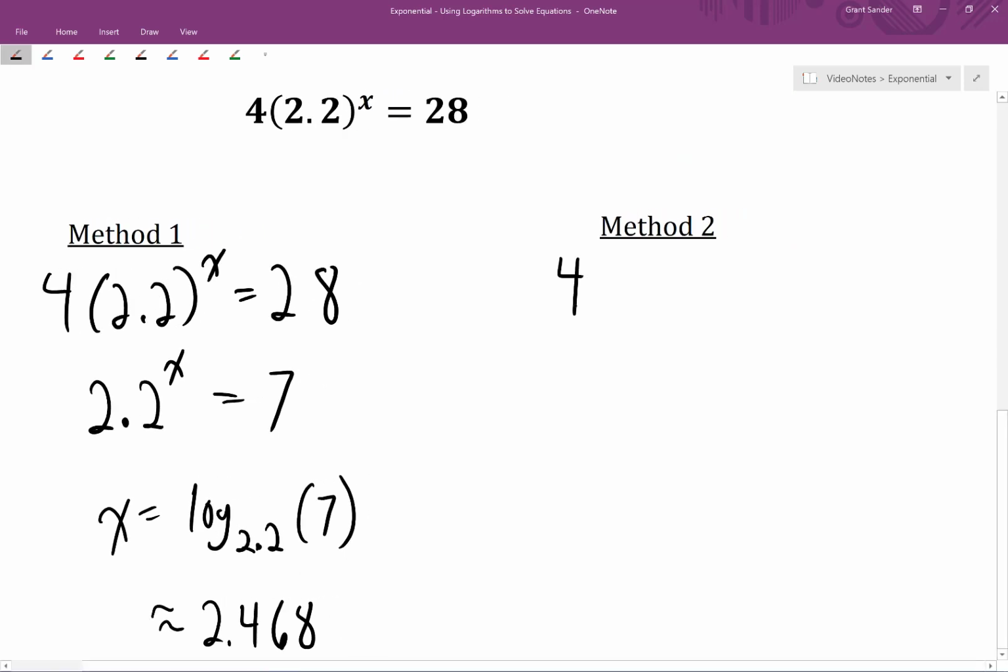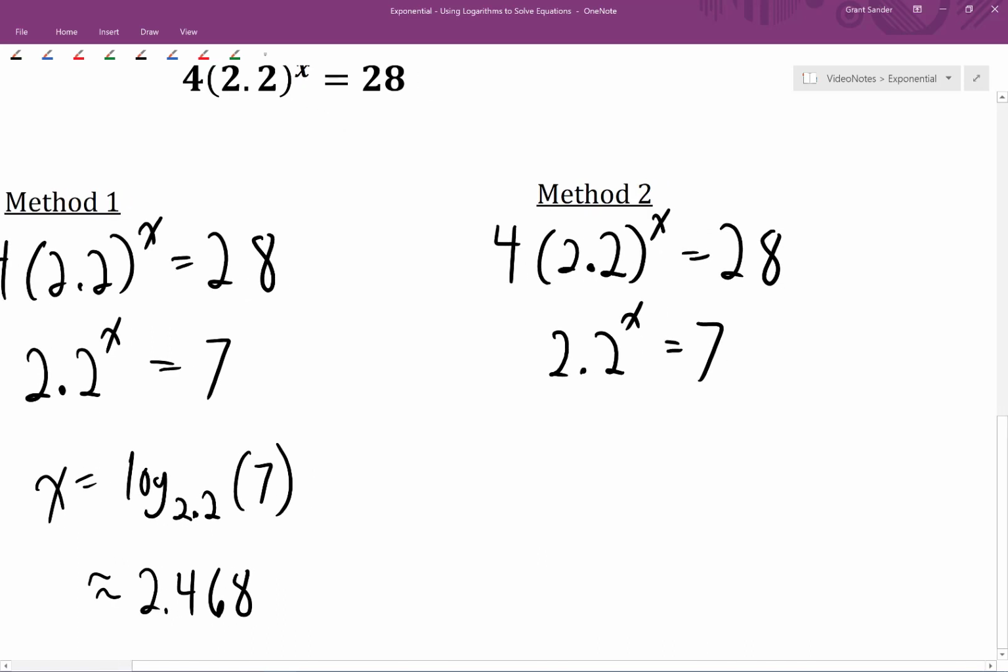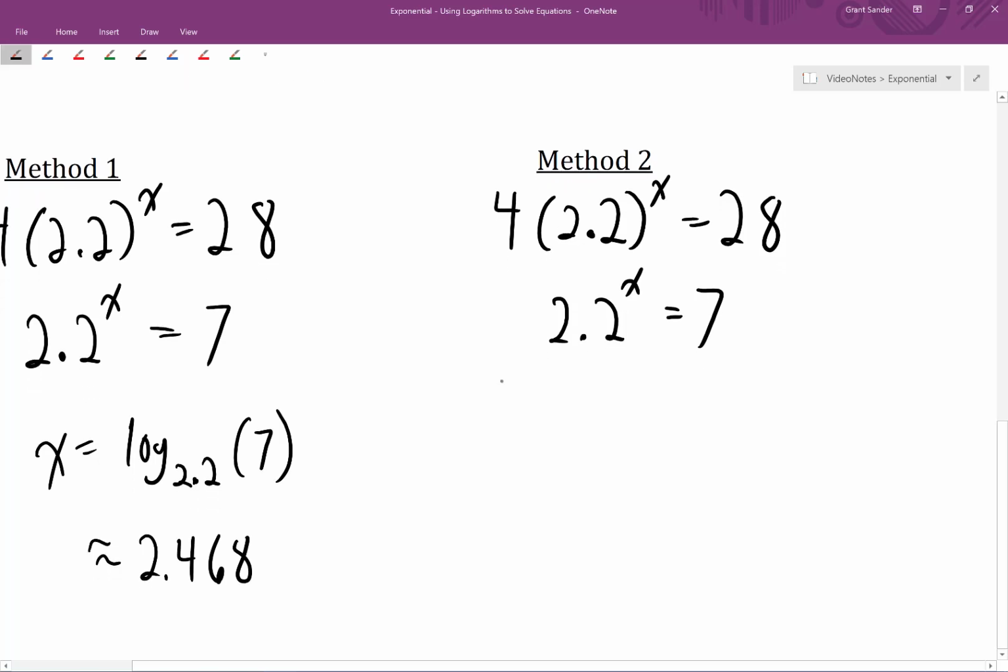So again, we'll start by writing this equation. So 4 times 2.2 to the x is equal to 28. Again, we'll divide both sides by 4. So we have 2.2 to the x is equal to 7. And now we'll take log of both sides. So we'll use both sides of this current equation as the input to the log function. So we'll do log of 2.2 to the x is equal to log of 7.